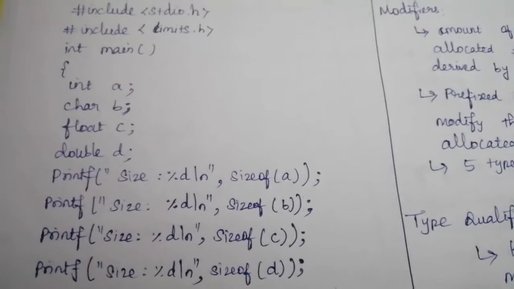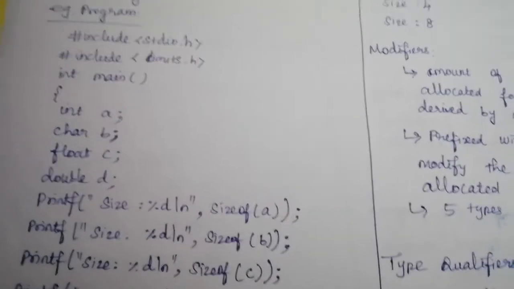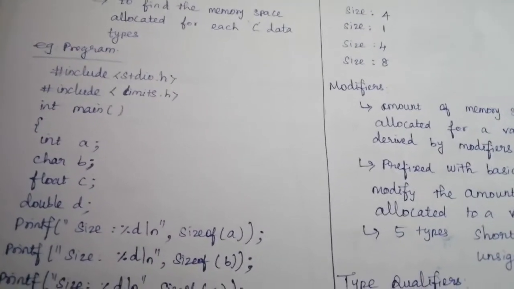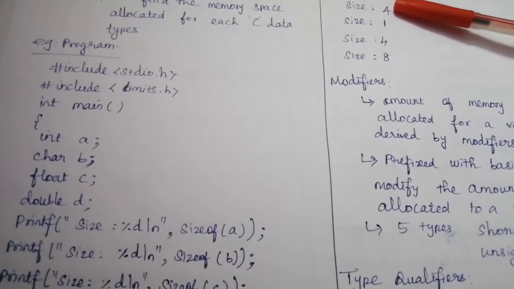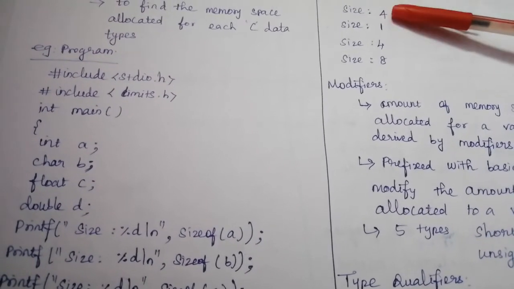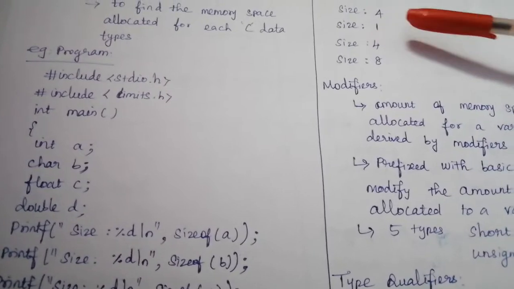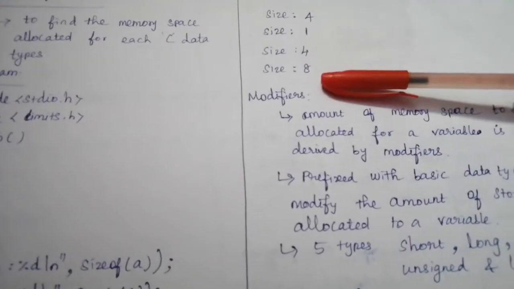Now we are going to execute this particular program. We will get the output: size 4. Since we are using a 32-bit OS, it displays 4 bytes. Size of the character 1. Size of the float 4, size of the double 8.